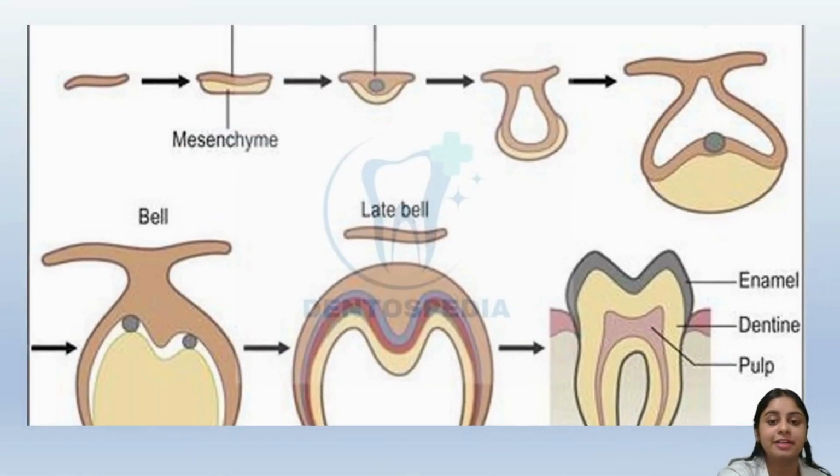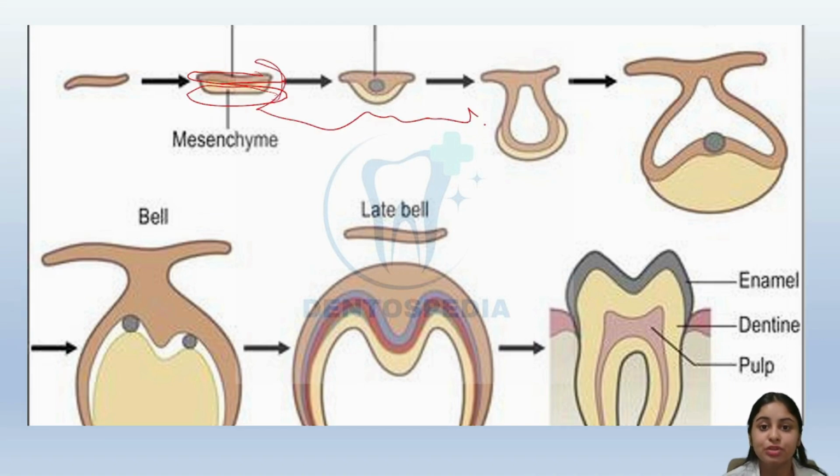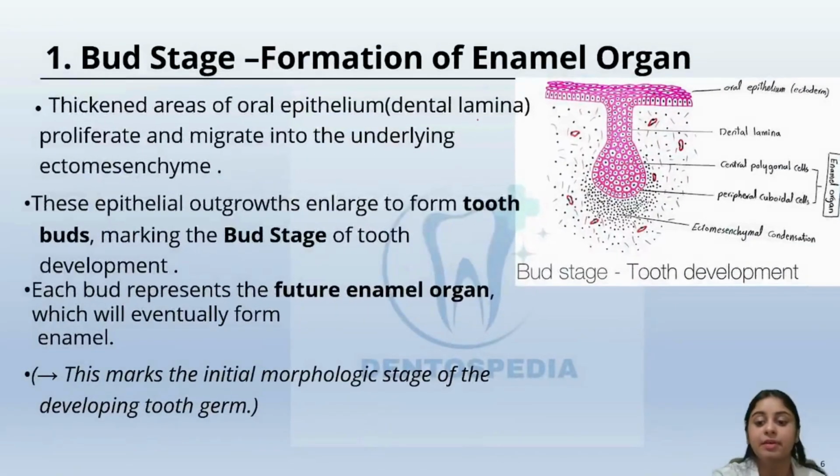So here in the diagram, we can see first, here is the oral epithelium and this is ectomesenchymal cells. They interact with each other to form bud stage, cap stage, bell stage, late bell stage, and this is how the tooth is formed. Coming first to the bud stage, the first visible stage of tooth formation.